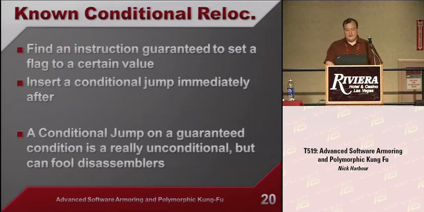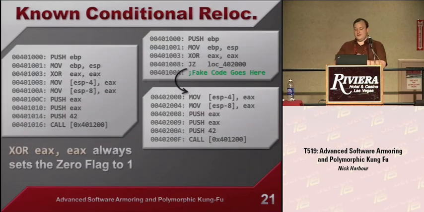But IDA Pro isn't very good at these known conditional things I was talking about. So the whole idea here is we're going to find a flag and substitute a conditional jump. I can also later on insert conditionals which are kind of fake. So here's a fake conditional jump.